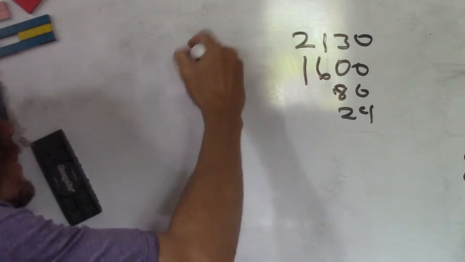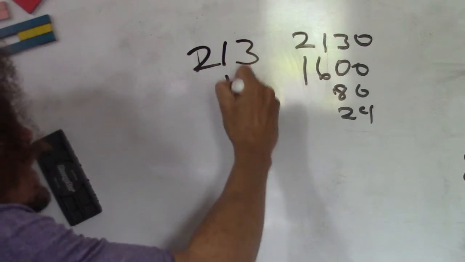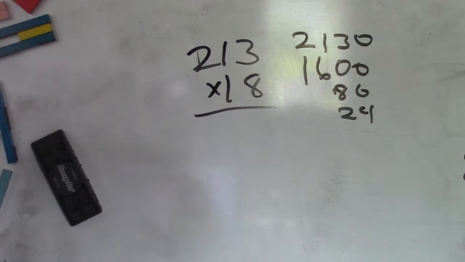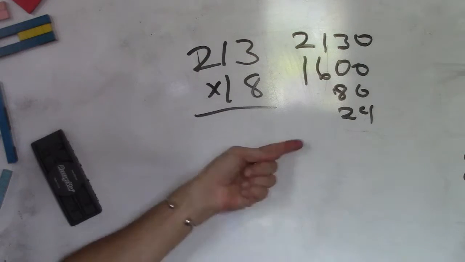Let's write that over here. So what did I have? I had 213 times 18. There they all are. Now, can we go this way?